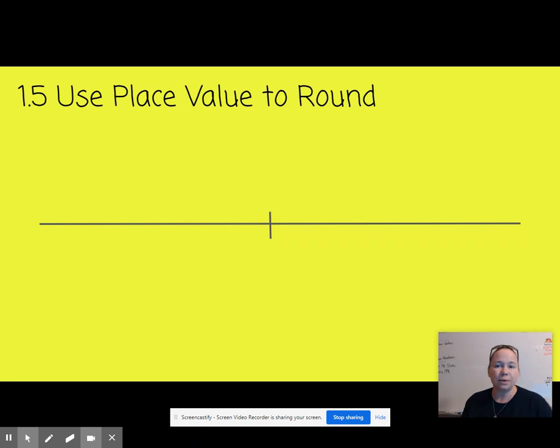I know I use rounding when I go to the grocery store and I'm looking at all the items in my cart and I'm thinking, oh, this is about $3. It's really $2.79. This is about $4. It's really $4.25. And I'm adding them in my head. I'm estimating. I'm rounding. I'm not breaking out my phone and using the calculator on my phone. I'm doing an estimate. Do I have enough money?